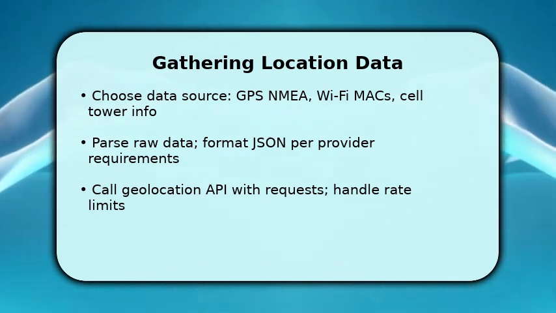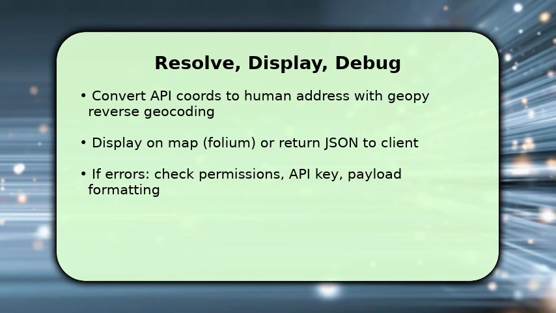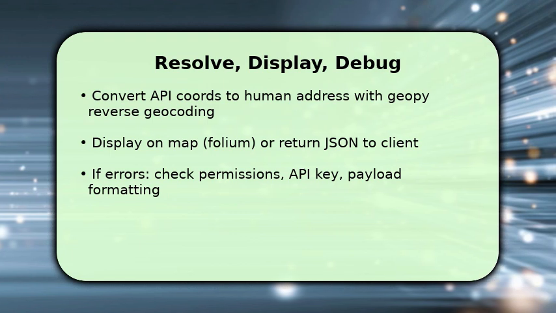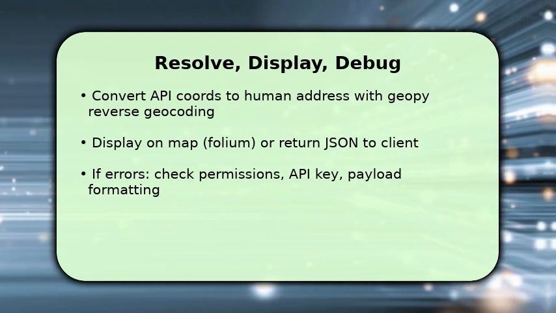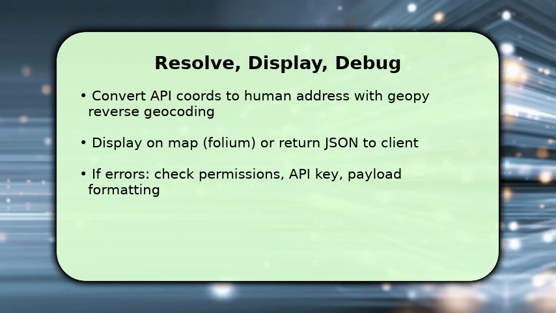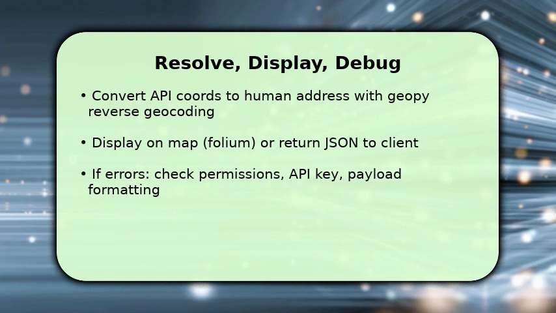You finish by resolving coordinates and presenting them. Take the latitude and longitude, run GeoPy reverse lookup to get a readable address, and optionally render a small Folium map for quick visual confirmation. Return JSON to your client or write to a database.